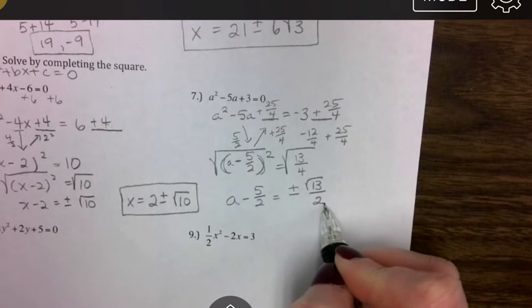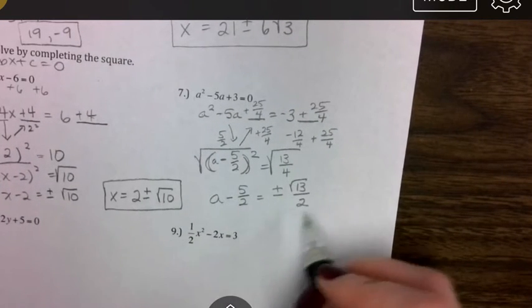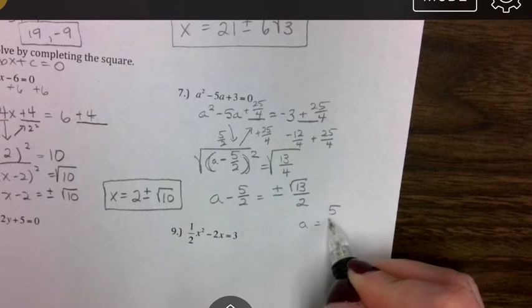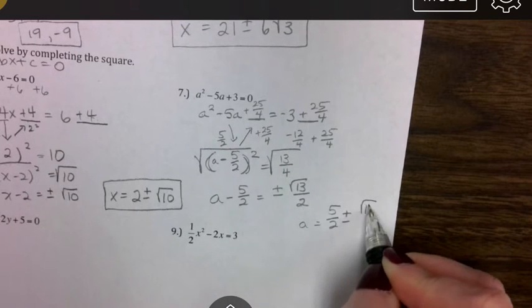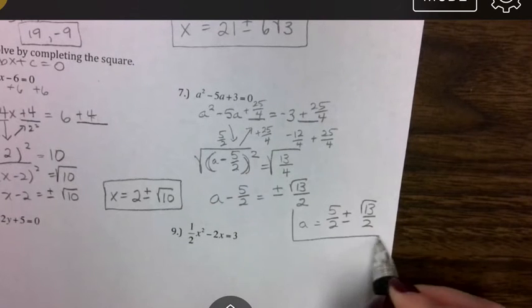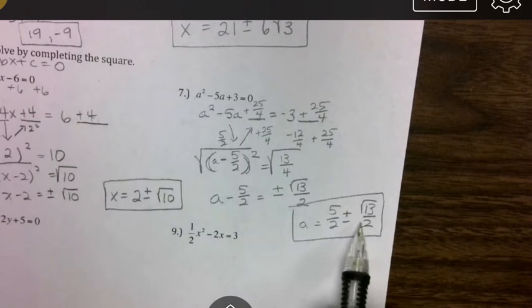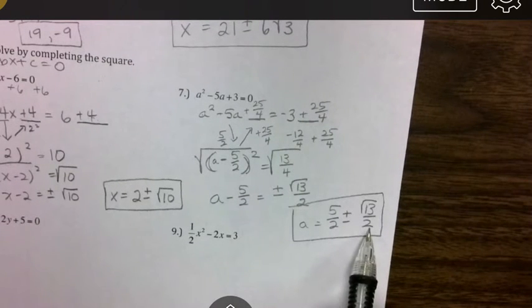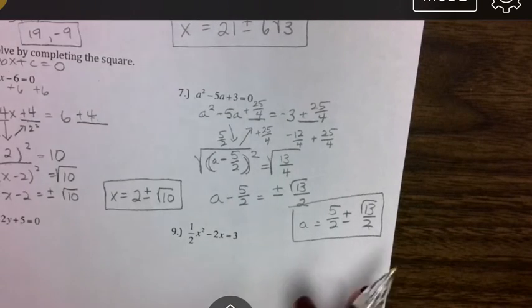Square root of 4 is 2. And then by adding that 5/2 over, I end up with 5/2 plus or minus the square root of 13 over 2. Make sure that you never leave a radical in the denominator. So if this had not become a perfect square, I would have had to rationalize that.